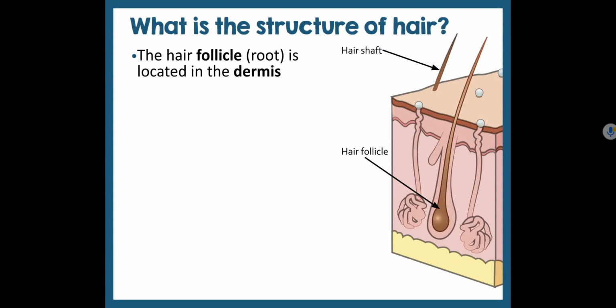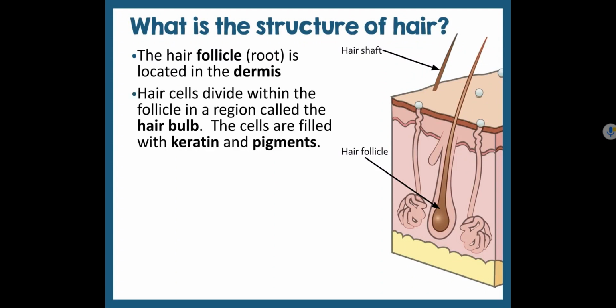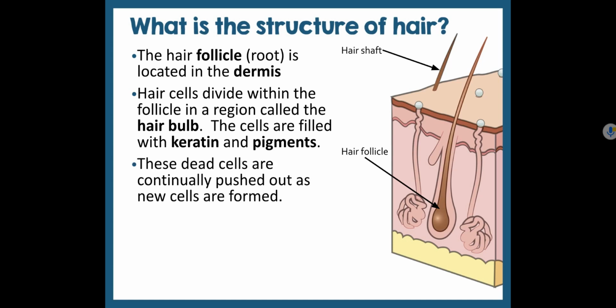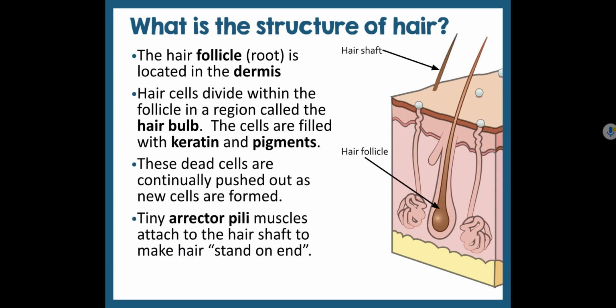The hair follicle, commonly called the root, is located in the dermis. Hair cells divide within the follicle in a region called the hair bulb. The cells are filled with keratin and pigments that give the hair its color. Dead cells are continually pushed out as new cells are formed, and tiny erector pili muscles attach to the hair shaft to make hair stand on end.